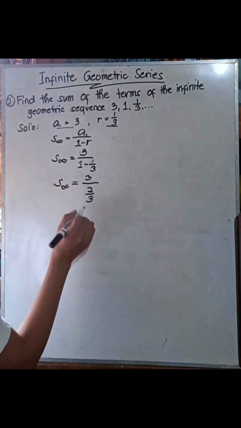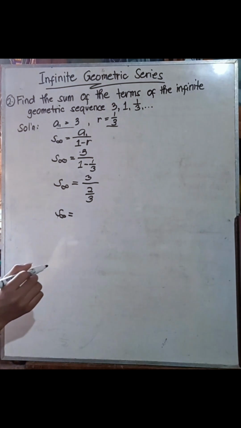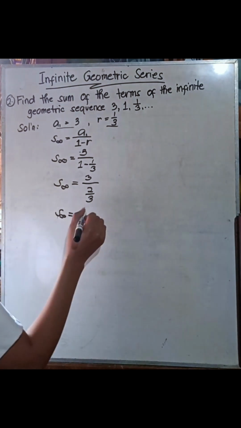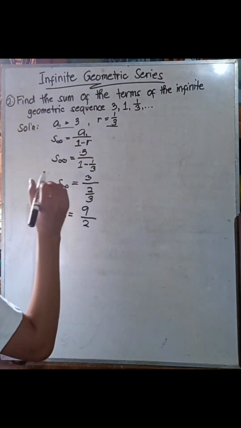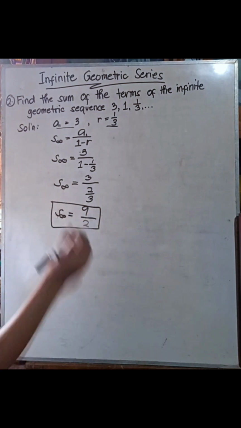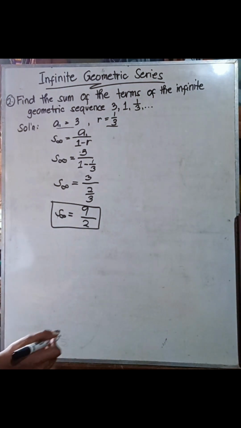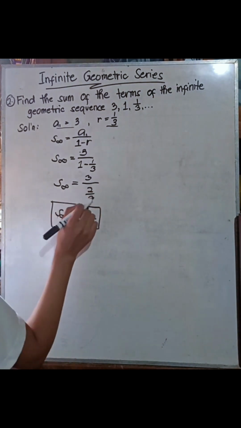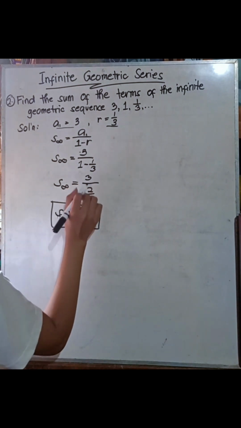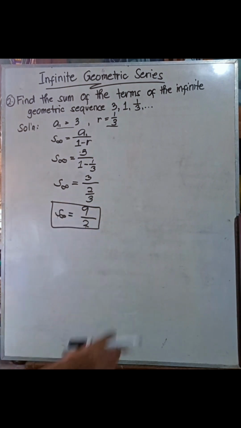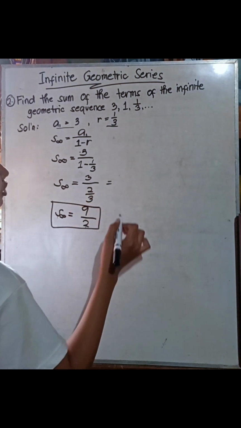And next, divide this one to get the answer. S sub infinity is equals to 9 over 2. This should be our answer. Maybe you are wondering why 9 over 2 is not showing up. So, let's change this one for us to get 9 over 2. The denominator is a fraction, so this is a division, right? Instead of division, let's make it multiplication.